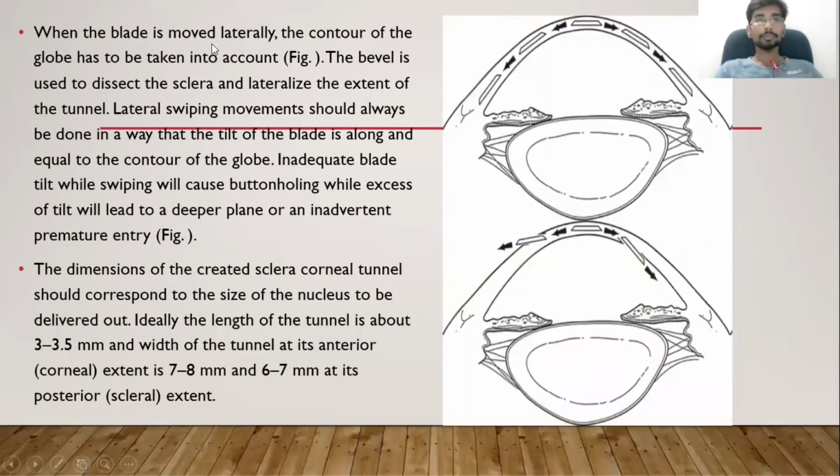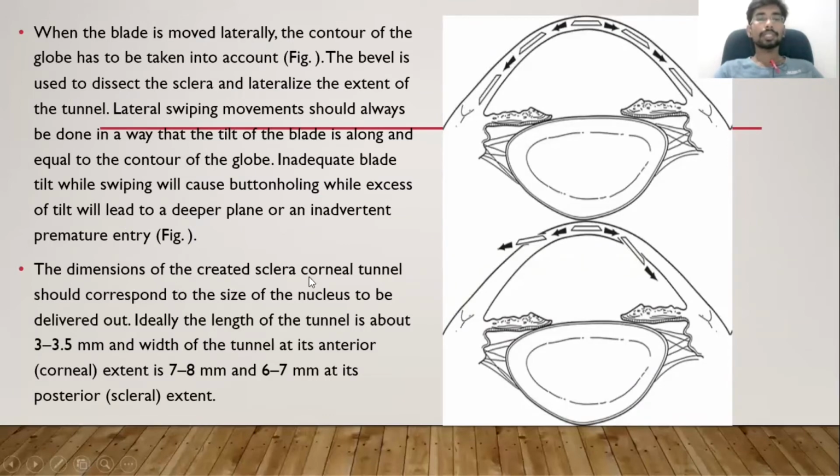When the blade is moved laterally, the contour of the globe has to be taken into account. The bevel is used to dissect the sclera and lateralize the extent of the tunnel. So lateral swiping movement should always be done in a way that the tilt of the blade is along and equal to the contour of the globe. Inadequate blade tilt while swiping will cause buttonholing, while excess tilt will cause premature entry.